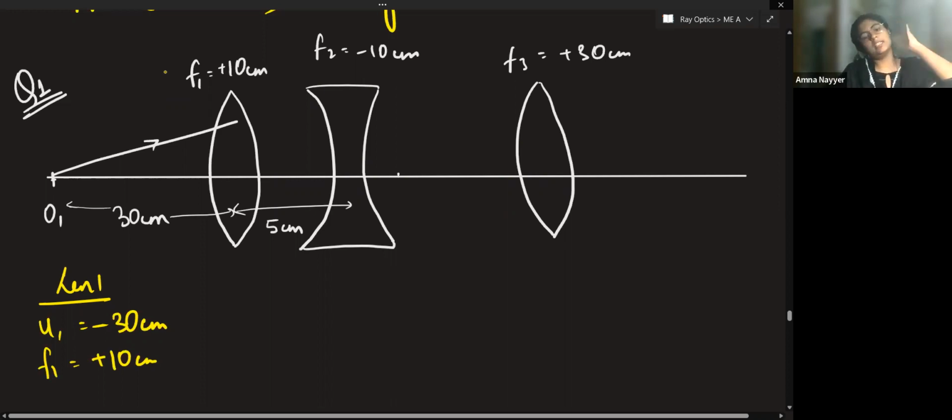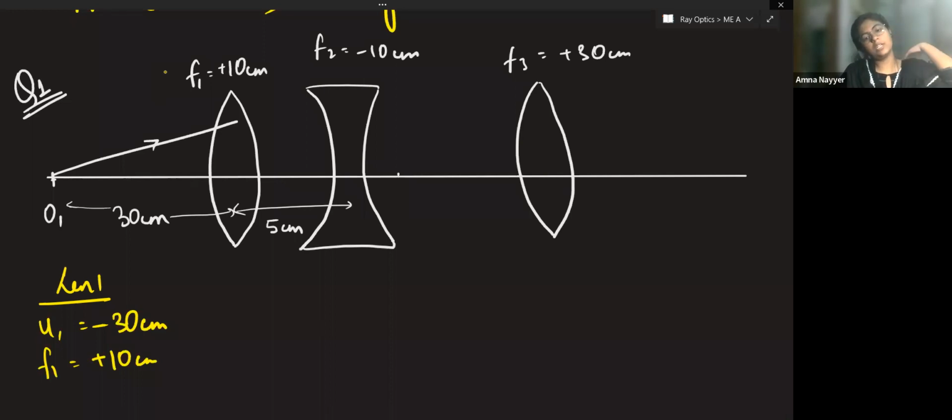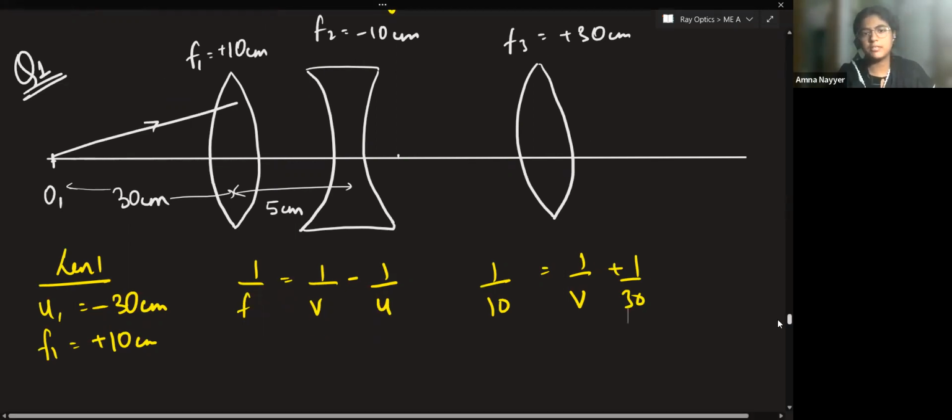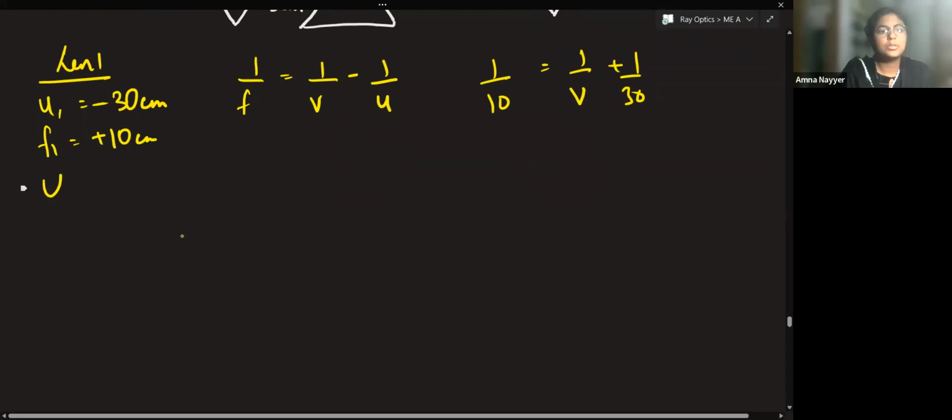So see class, if object is this, focus is this, let's find out where the image is formed for at least this one, for the first lens. So if you apply 1 by f is equal to 1 by v minus 1 by u, we'll have 1 by 10 is equal to 1 by v plus 1 by 30. So 30, then 2, it becomes 15, right? Just cross check someone whether it's 15 or not. So V1 comes out to be plus 15 centimeter, right?